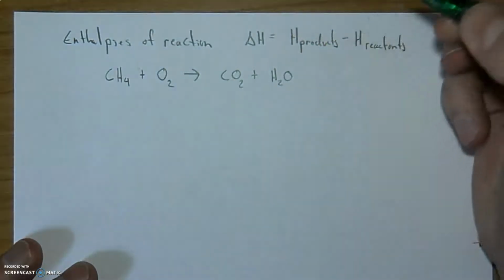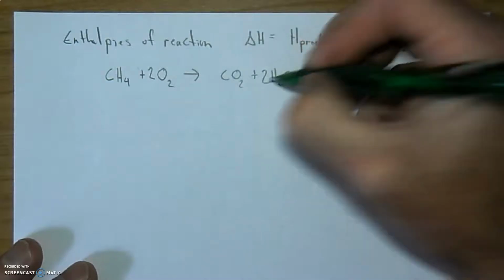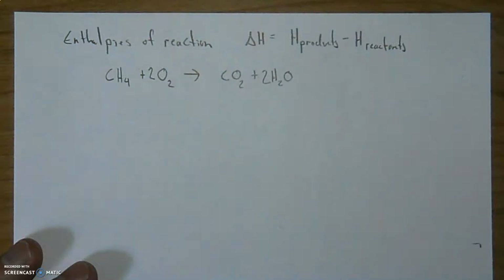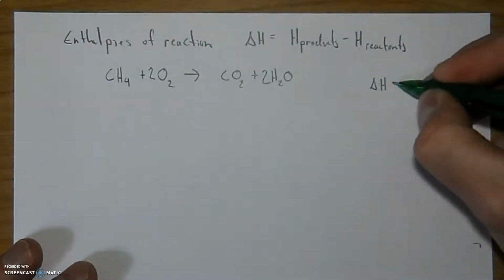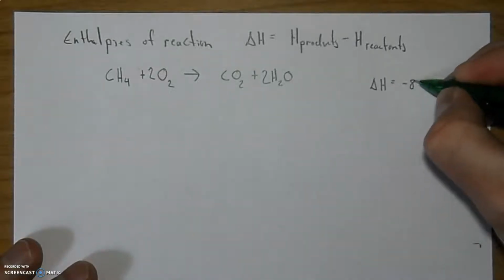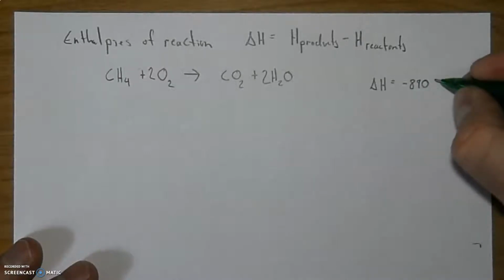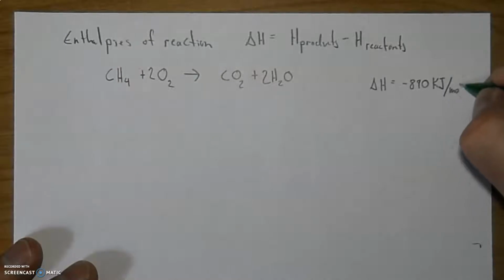And if I go ahead and balance this out, I won't spend any time going through that process. We'll get a couple coefficients in here for that. And I can tell you that the enthalpy change of this system is negative 890 kilojoules per mole of reaction, Rxn.